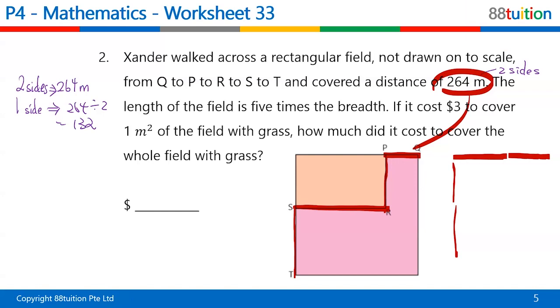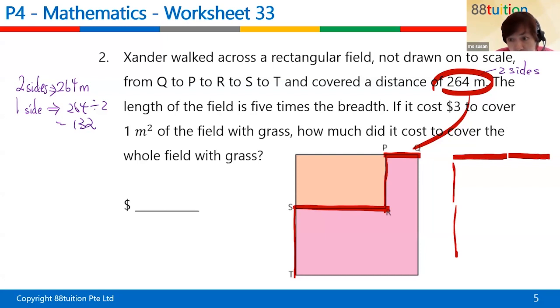Because there's 4 equal sides. But the length of the field is 5 times. Wait, a rectangular field is not drawn to scale from P to Q and cover a distance of this. The length of the field, okay, is 5 times. Hey, wait. This is 5 times. So, wait, do you realize something?